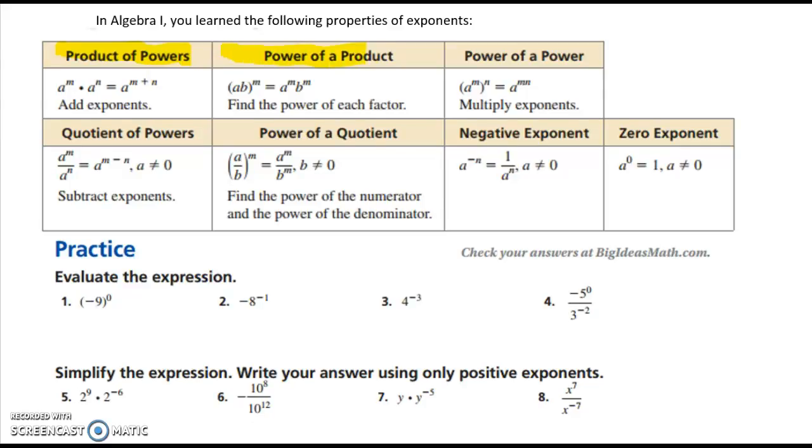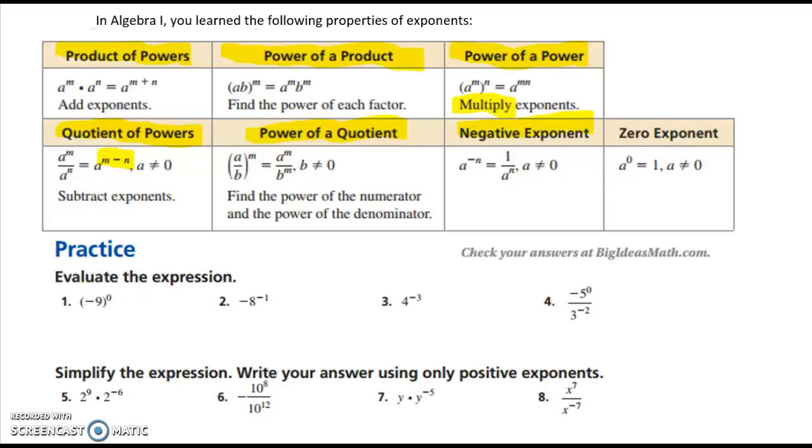Then we have power of a product. So you're bringing that power to each of the bases. We could have power of a power. When you have a power raised to another power, you're going to be multiplying their exponents. Next, we have quotient of powers. So when you're dividing same bases, you're going to subtract their exponents. Power of a quotient. Again, you're going to bring that exponent to each of the bases.